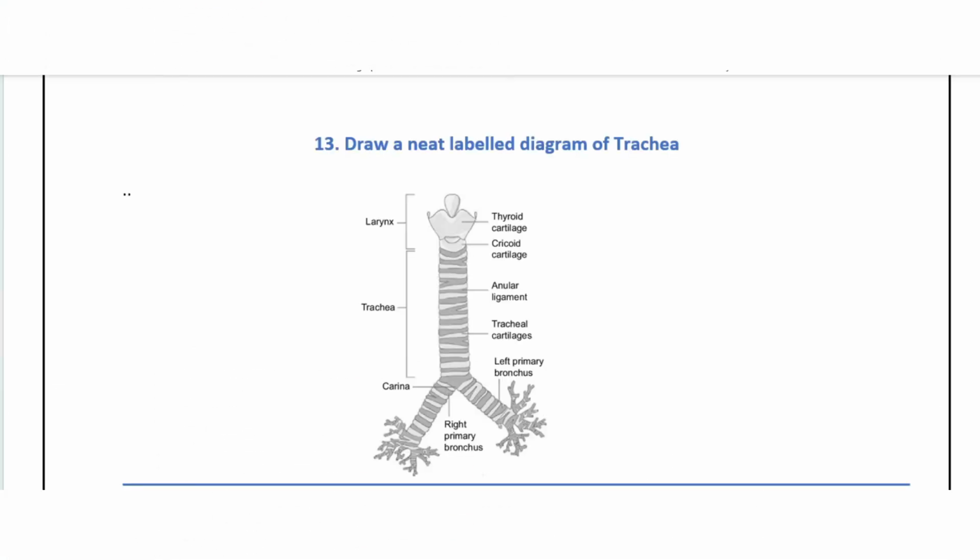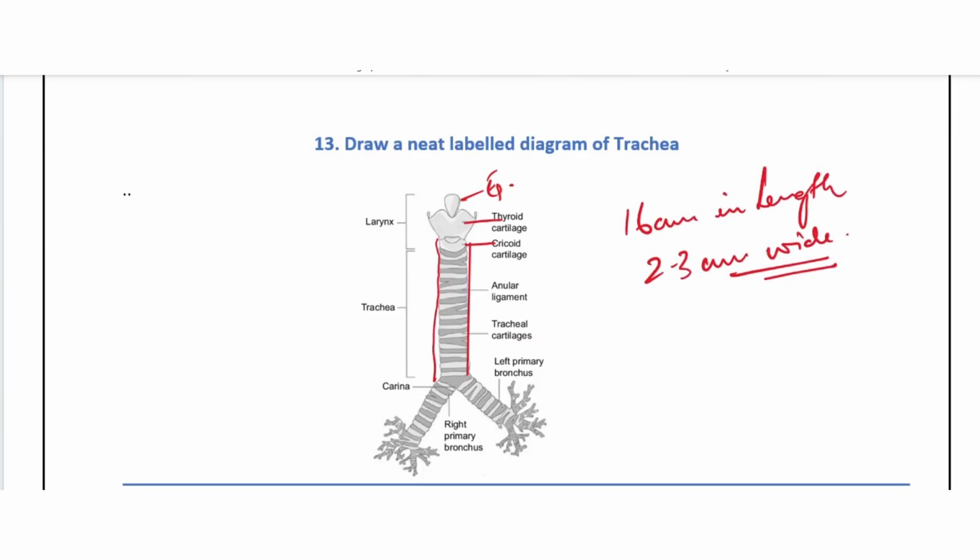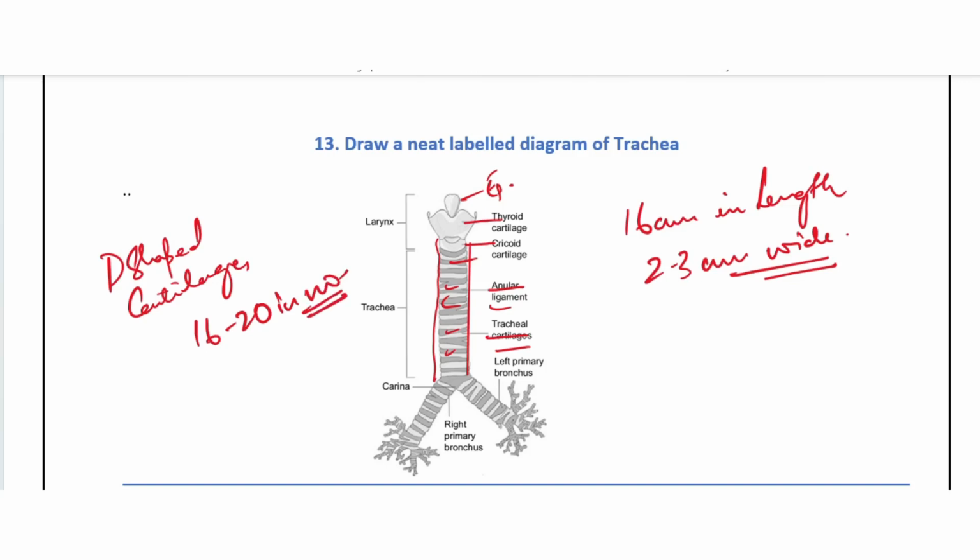A labeled diagram of trachea. Now trachea, as we know, is the windpipe. Okay, this is the epiglottis. Then we have the thyroid cartilage. Then we have the cricoid cartilage. Then we have the trachea here. Okay, it's about 16 centimeters in length, 2 to 3 centimeters wide. Okay, then we have the annular ligaments and the tracheal cartilage. That means it consists of D-shaped cartilages in the front. Okay, and they are present in about 16 to 20 in number. Posteriorly, we have the trachealis muscle present. Then here at the bifurcation of the trachea to the bronchus, okay, we have something called as carina. It's a tracheal ligament that is present. It's like a ridge, like this.